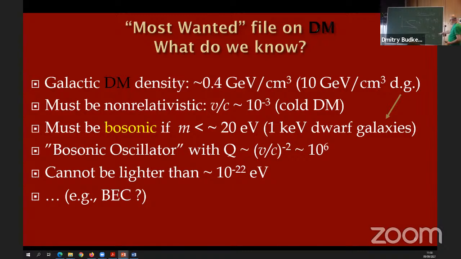But v should be less or on the order of 10 to minus 3 c. And you square this, this is your 10 to minus 6. That's all there is. See? Not very sophisticated. So this gives you the Q factor for the oscillator.